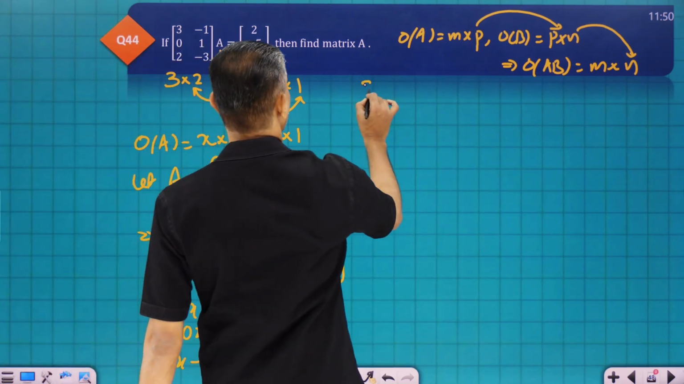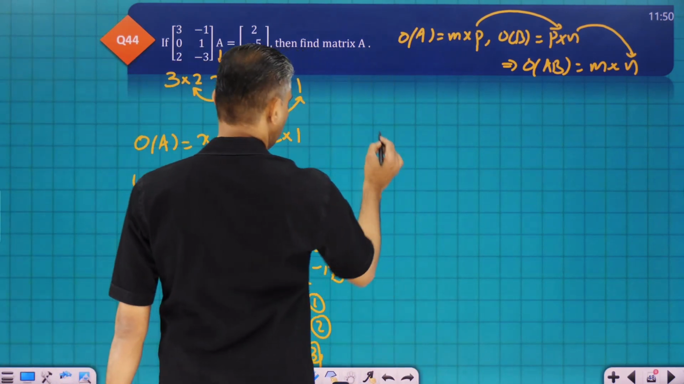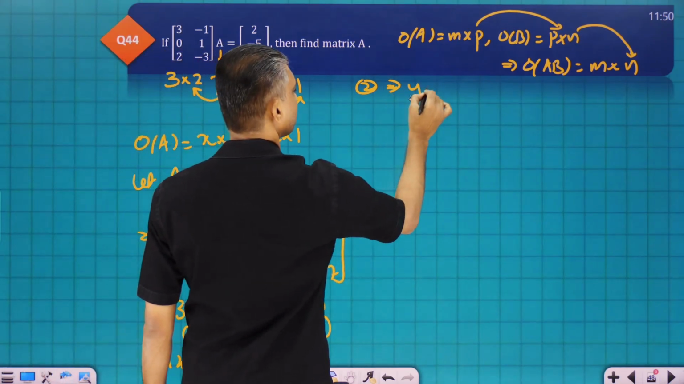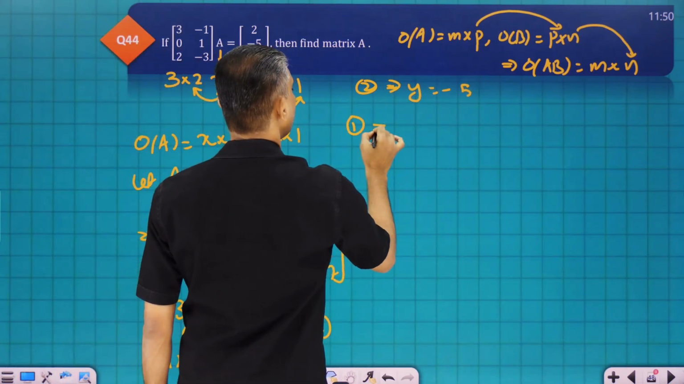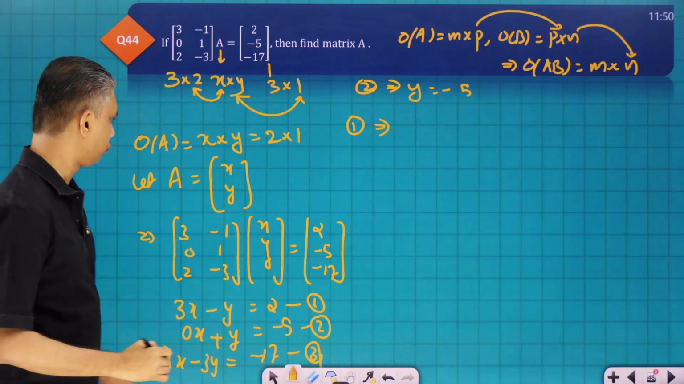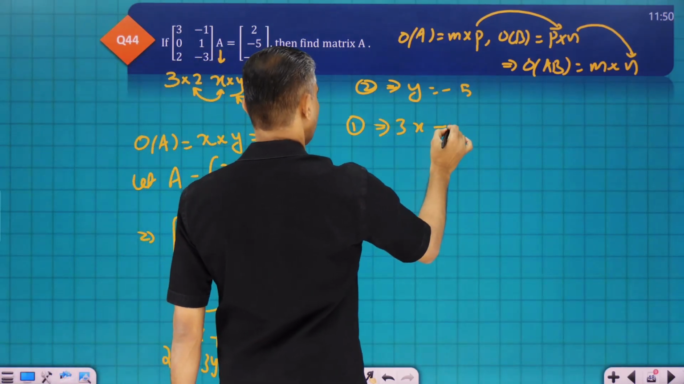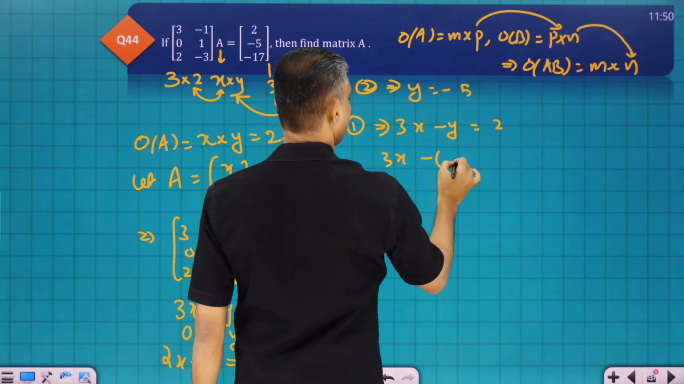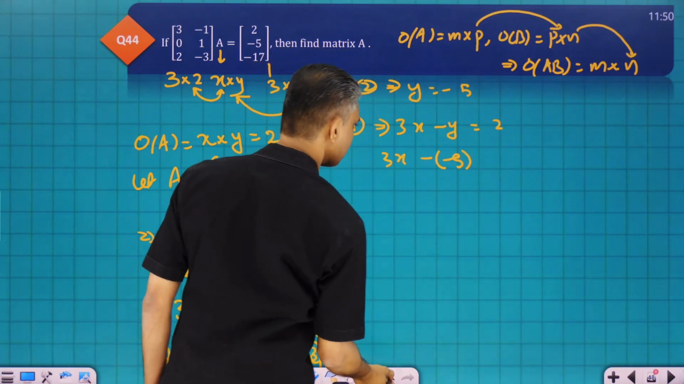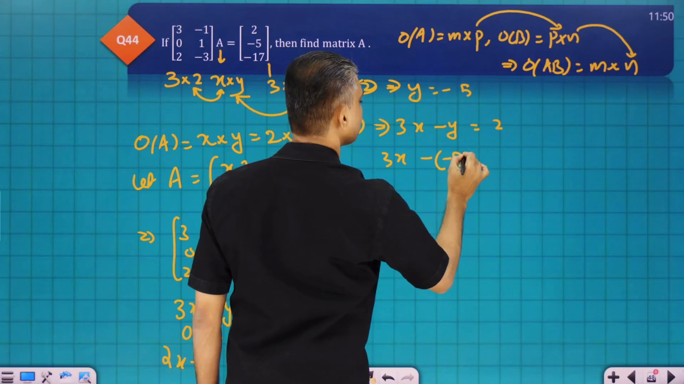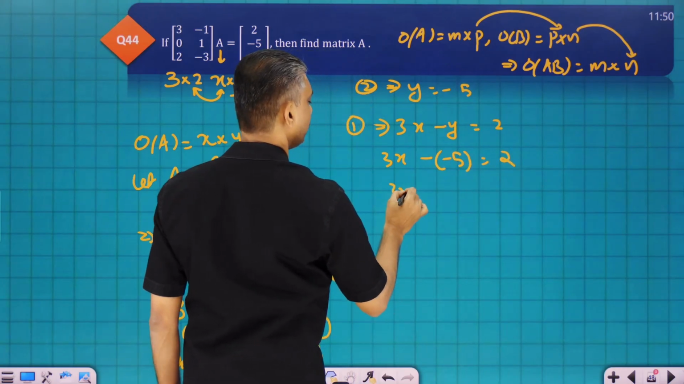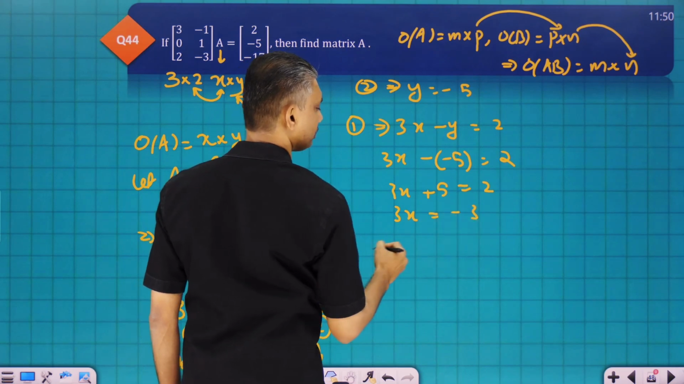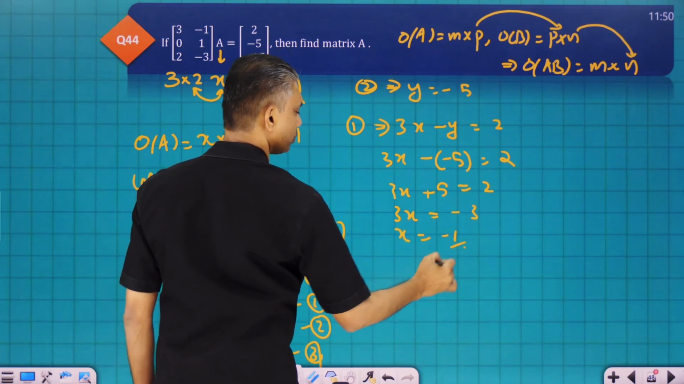Now solve. Equation 2 implies y is equal to minus 5. Equation 1 implies, what is 1? 3x minus y is equal to 2. 3x minus, minus 5, equal to 2. So 3x plus 5 equal to 2. 3x is equal to minus 3. X is equal to minus 1.